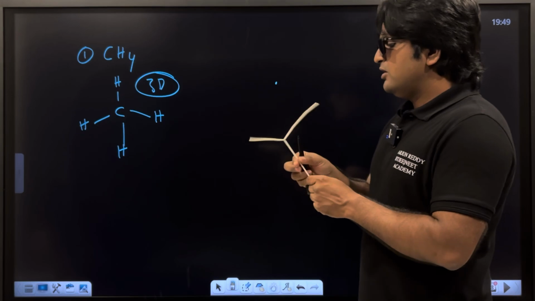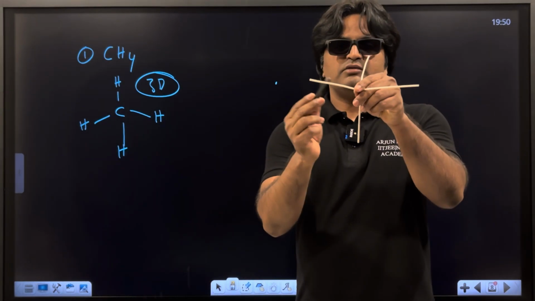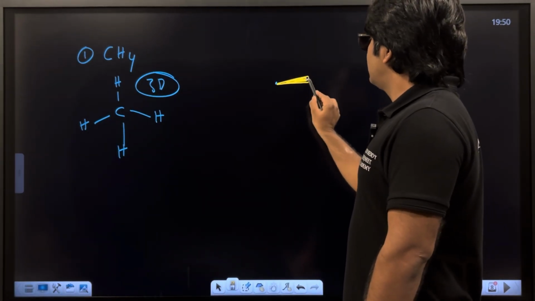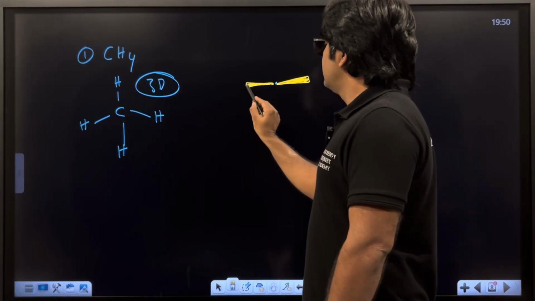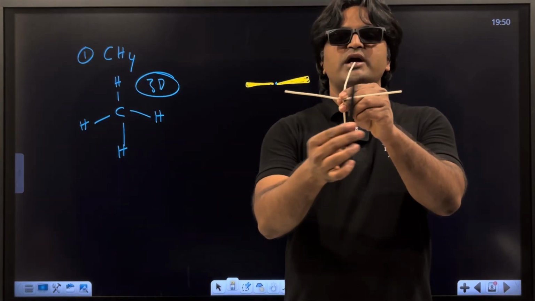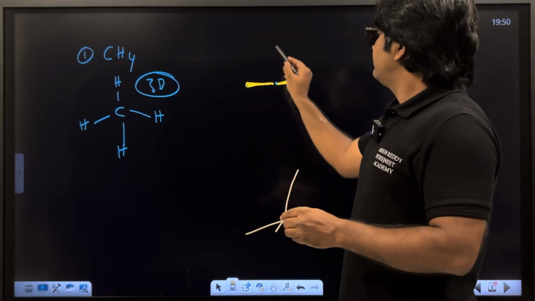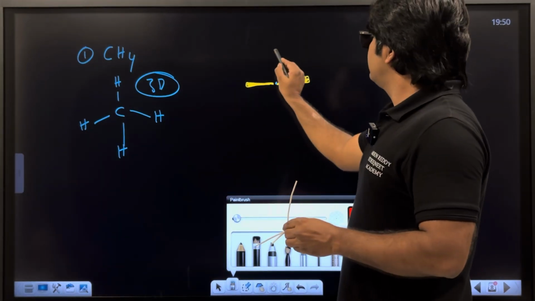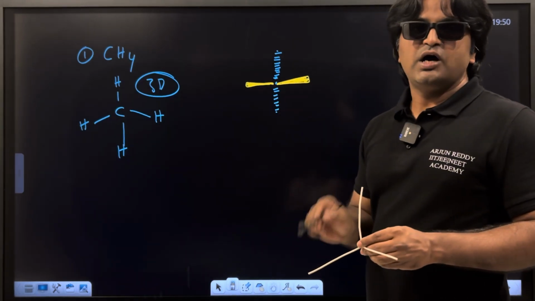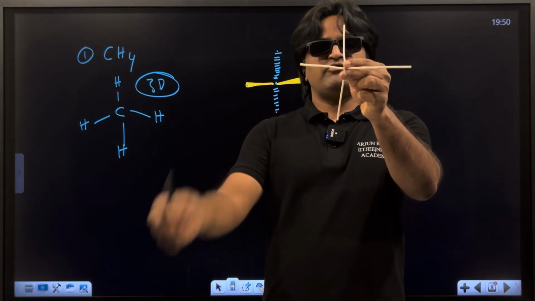Now, these two horizontal bonds are nearer to the observer. The same thing I am writing here by using a thick wedge. What is the meaning of thick wedge? If anything is present on a thick wedge, that indicates nearer to the observer. The two bonds that are away from the observer we write with a broken wedge. So out of four bonds, two bonds are nearer to the observer and two bonds are away from the observer.